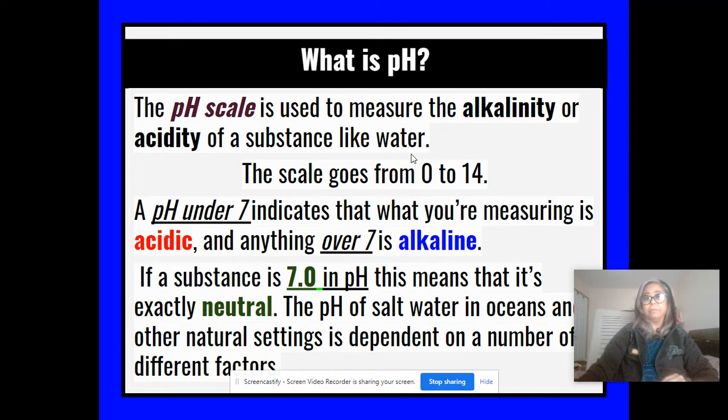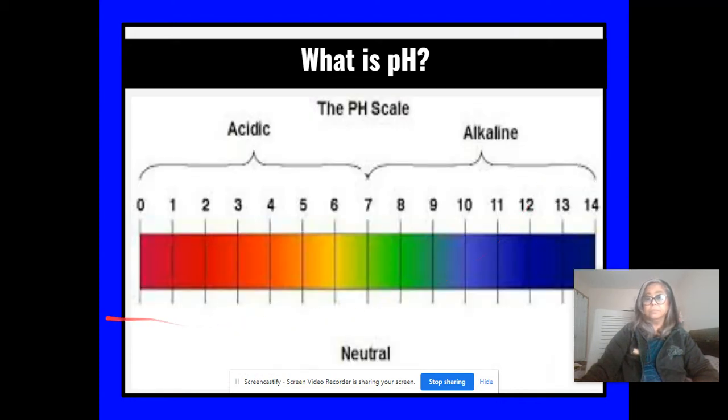And I hope you can still remember that the pH scale is used to measure the alkalinity or acidity of a substance in this unit, like water. So the scale can go from 0 to 14. So a pH below 7 indicates that what you're measuring is acidic, and anything above 7 would be alkaline. Now, if a substance is at 7, that means that it's exactly neutral. So, remember this?